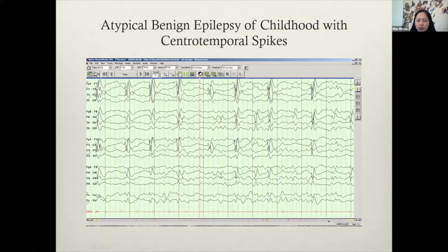So you see it also in almost every second. So I would give this about a 90%, 0.9 spike wave index, because you see here, it's not as pronounced as here. So there is 1 second where there is no spike.